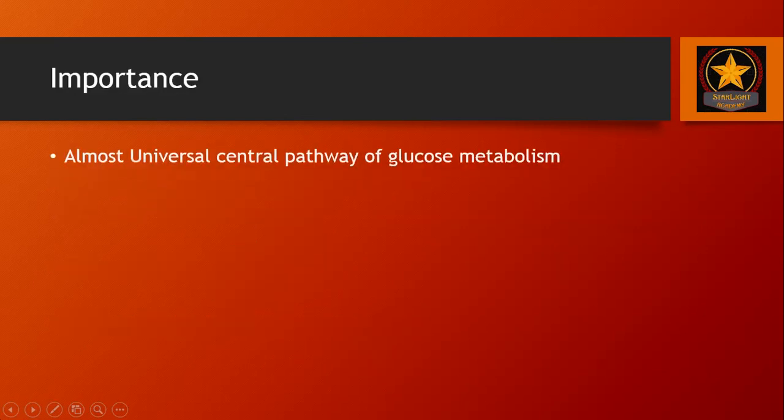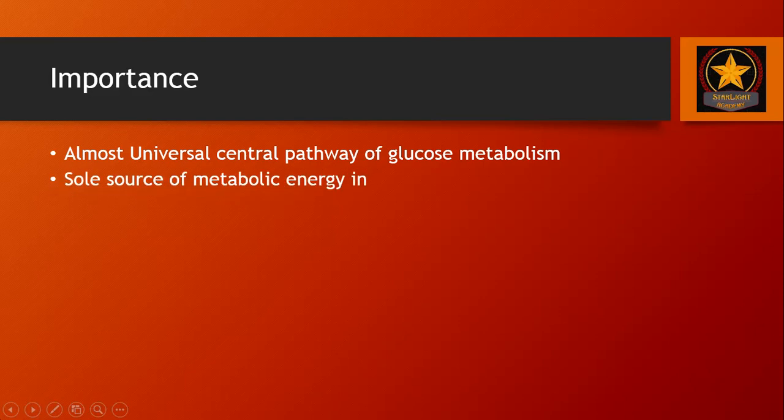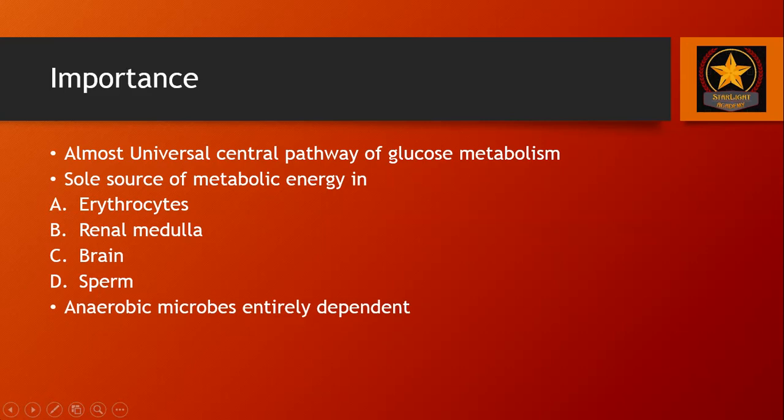Its importance: glycolysis is an almost universal central pathway of glucose metabolism and is the sole source of metabolic energy in various mammalian tissues and cells, including erythrocytes or RBCs, renal medulla, that is the medullary region of the kidney, brain, and sperm. Moreover, anaerobic microbes are entirely dependent on glycolysis for the formation of metabolic energy. There are plants that store starch, like potato tubers, and some aquatic plants like watercress, which are dependent on glycolysis for their energy.